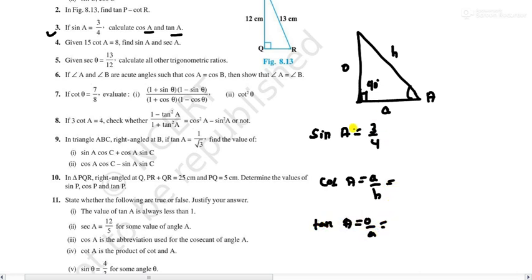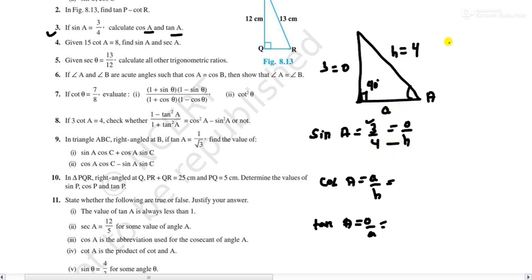Now see, sin A is what? O by H. We know that. It means they have given O, the opposite side, which is 3. It means this is 3. And they have given hypotenuse, which is 4. Means this is 4. You need to find A.